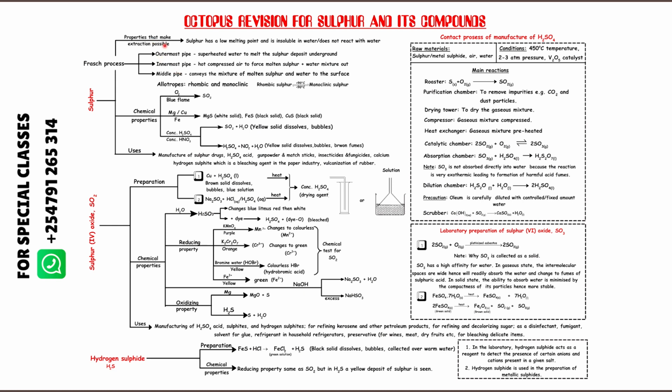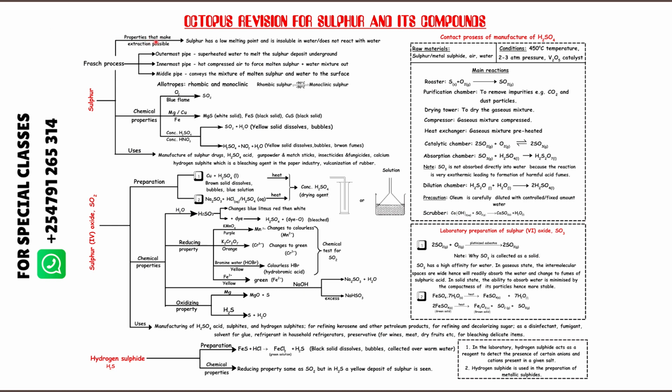The molten sulfur and water is forced out to the surface, to the collecting tanks. They can be separated simply because sulfur is insoluble in water. If sulfur is insoluble in water, then you're going to have two layers, the layer of sulfur and the layer of water, which can easily be separated.